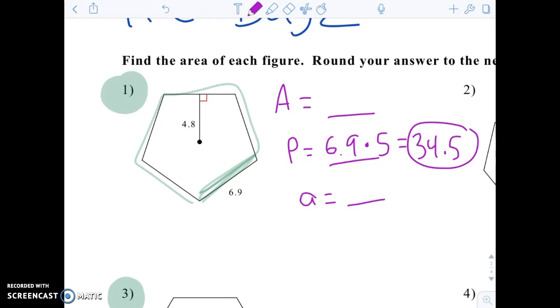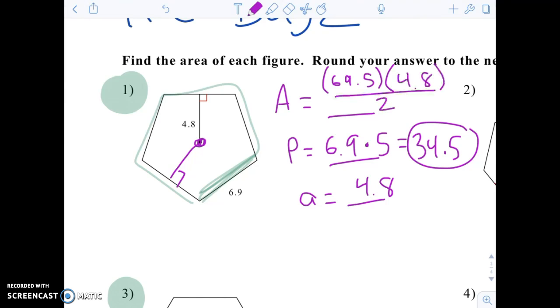That's perimeter. If I look at the apothem, again the apothem goes from the middle of the shape to the center of a side at a right angle. Well, I've got one drawn in for me, it just goes this way, so my apothem right now is 4.8. So to get the area, I'm going to take the 34.5, multiply that with the apothem of 4.8, divide that thing by 2 to get my final answer.